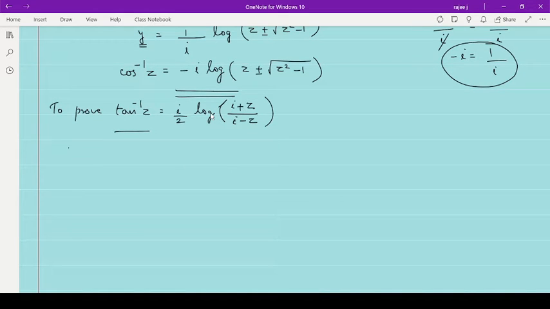here also let u equal to tan inverse z. This is random, any letter you can take. So tan u, therefore tan u will be just z.